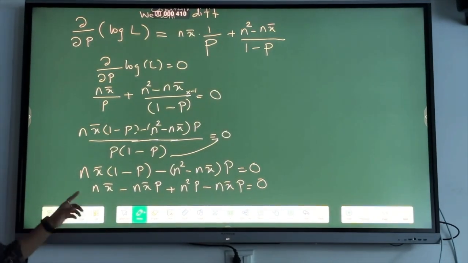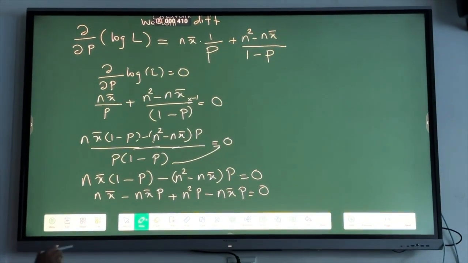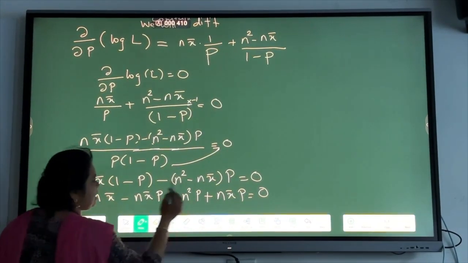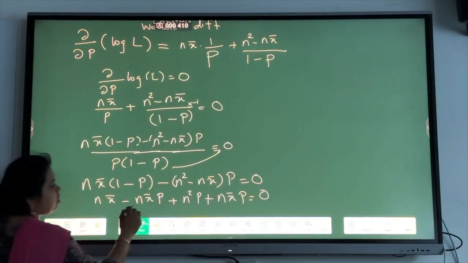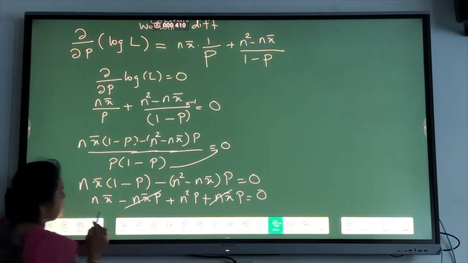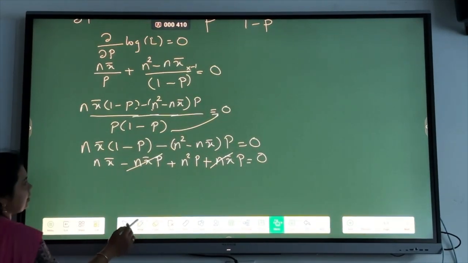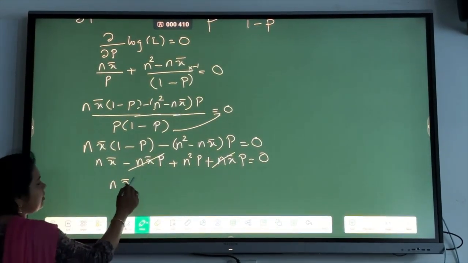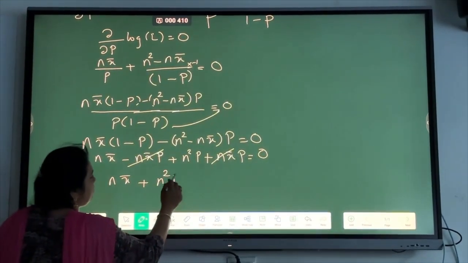Because we are differentiating with respect to capital P, this term will become plus. So all this will get cancelled. So you will get it as nx bar plus n square P equal to 0.